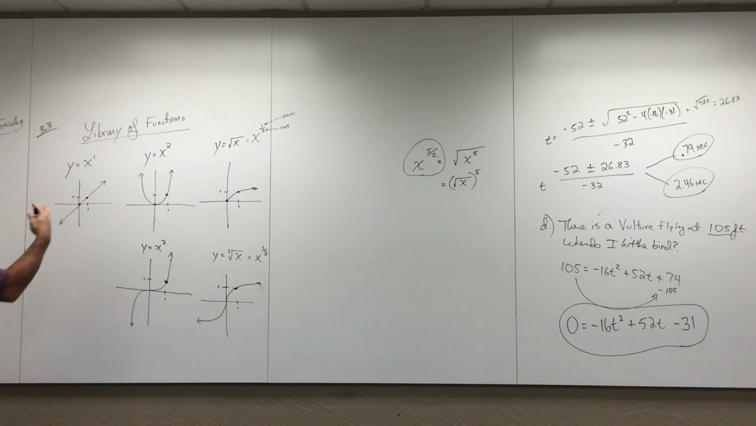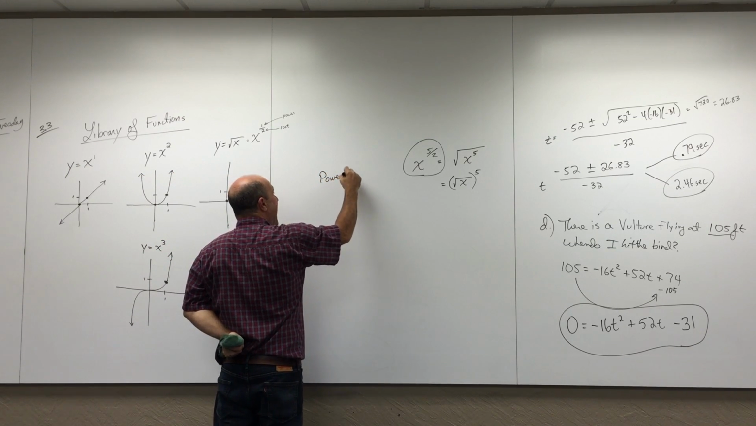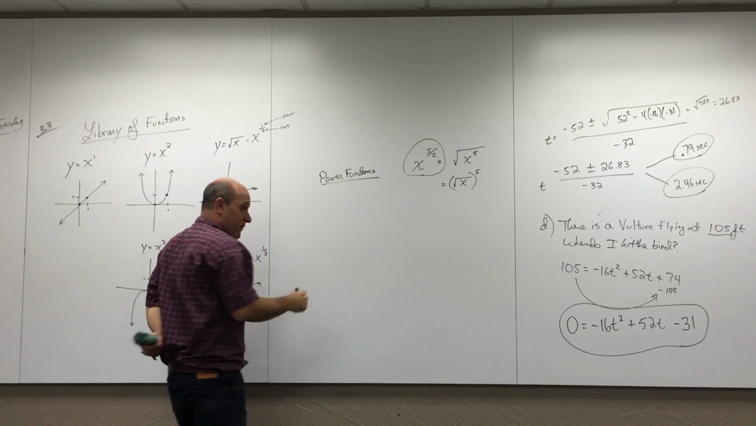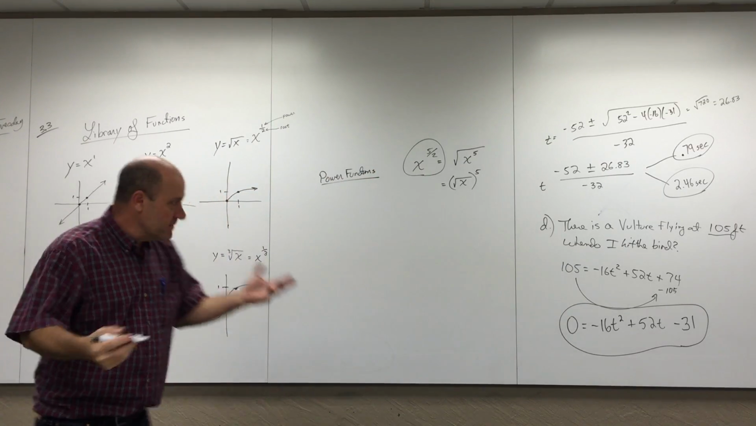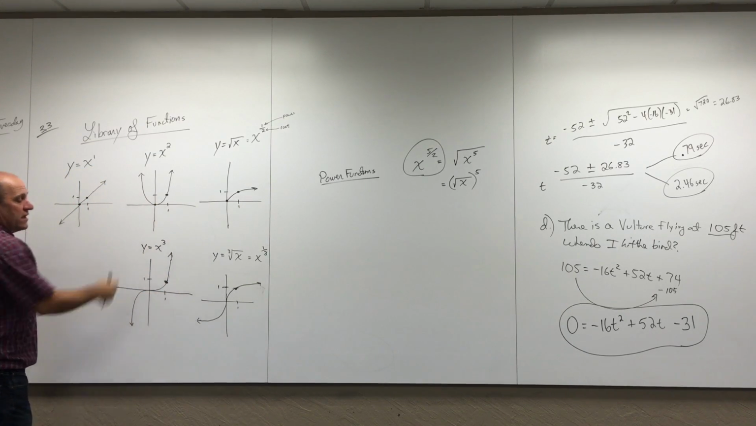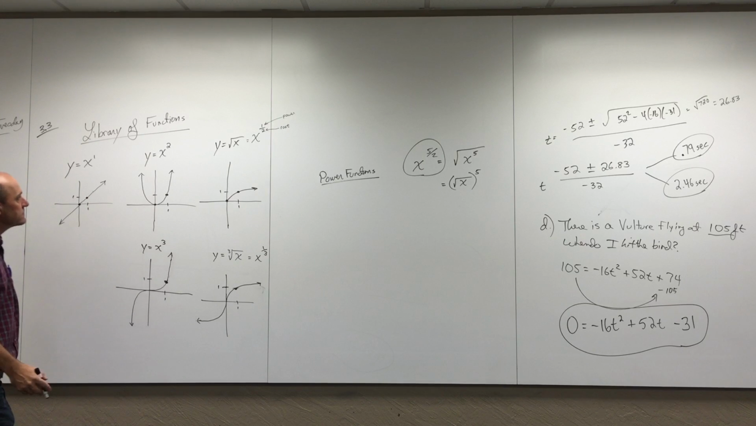So there's a big idea here. Your book refers to this as power functions, kind of. I don't know if I care to use that word, but it's okay. They all have powers on x. We got all these different powers on the variable x, and I want you to see this pattern.